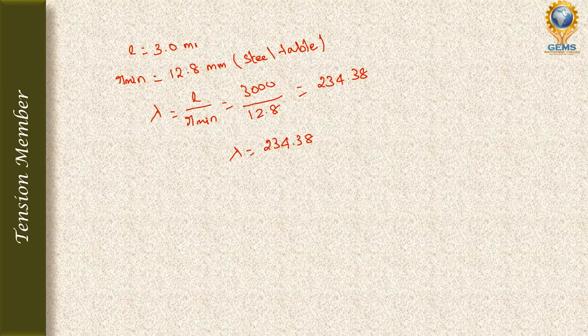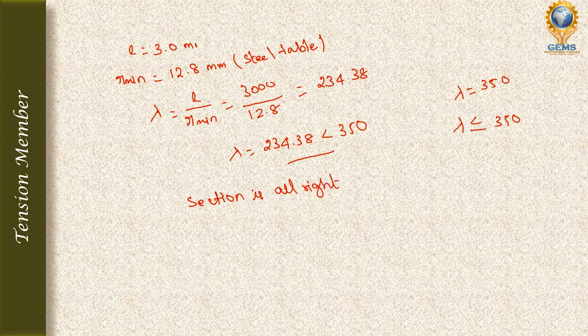So lambda is equal to 234.38. But in our question, it states that the member is subjected to possible reversal of stress due to action of wind. That means for that condition, our permissible lambda is equal to 350. So our slenderness ratio lambda is less than or equal to 350. Here it is less than 350, hence our section is all right in slenderness ratio.